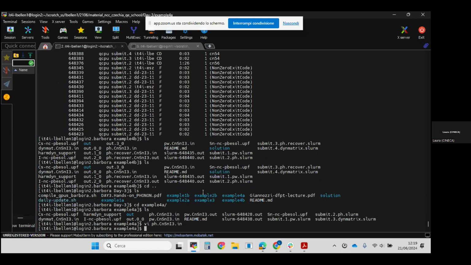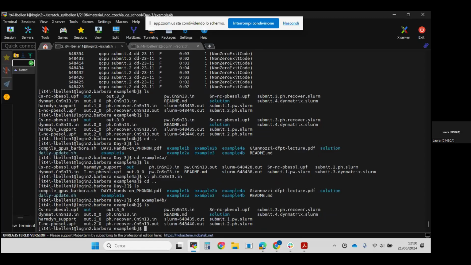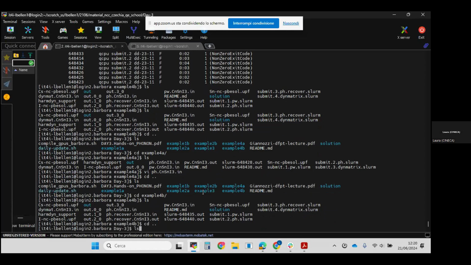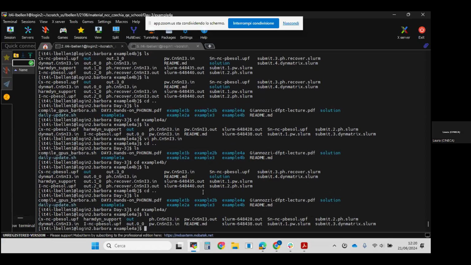So you can do the typical workflow for this kind of simulation, but now we want to exploit pool distribution on GPUs. This is done, for example, in example 4a, while in example 4b we can exploit image distribution. The exercise here is already done, but basically you will find only the input and the submit file in your directories. So the execution is very similar.